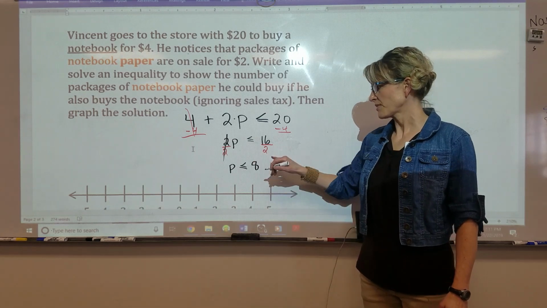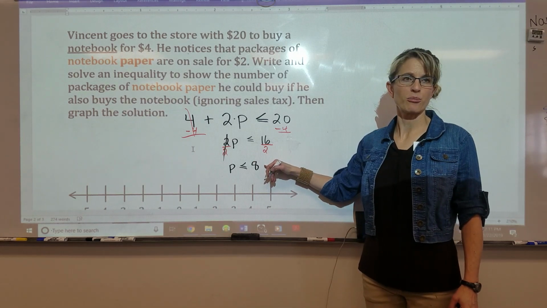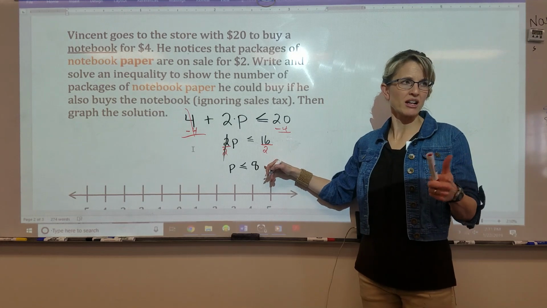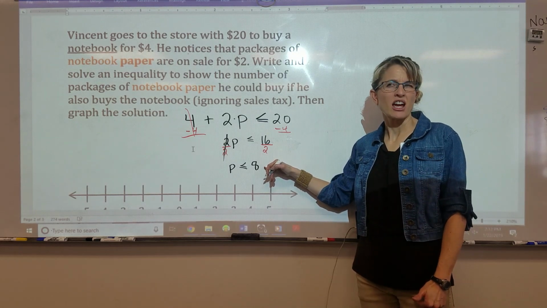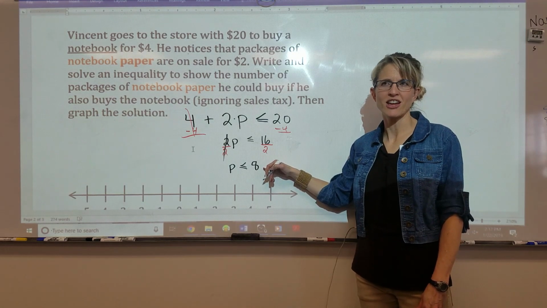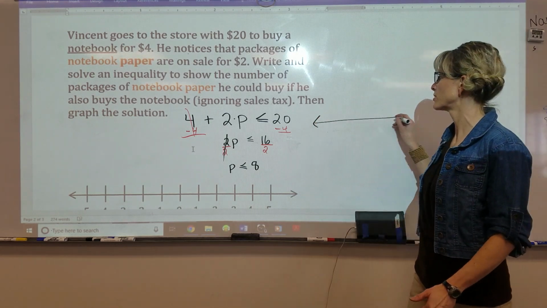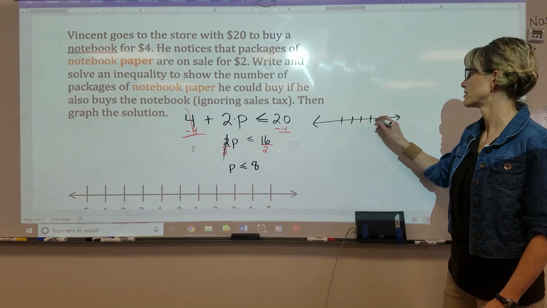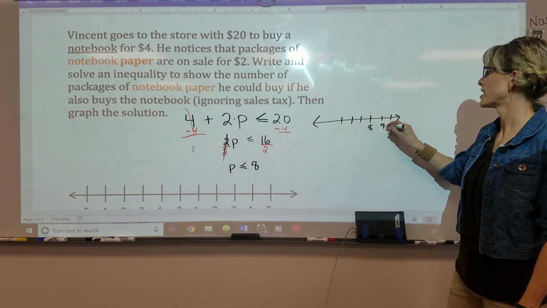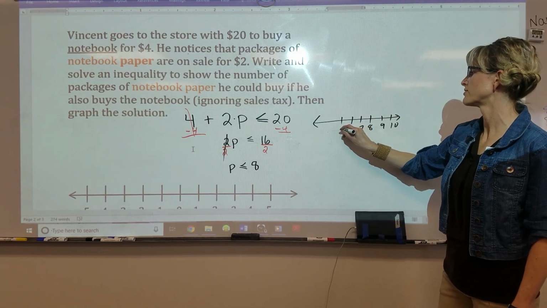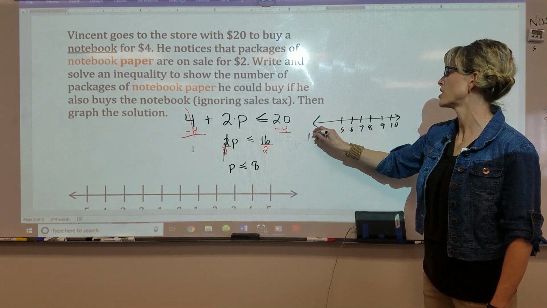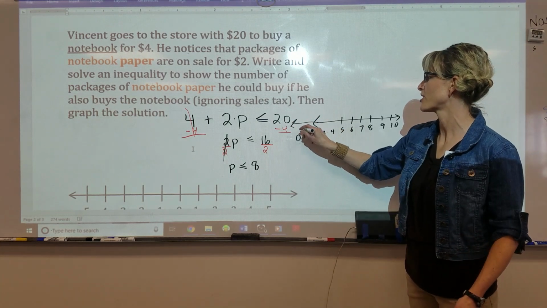Excellent. And this represents 8 packages of paper. So if he could buy 8 packs, could he buy 7.5 packs? No, the store wouldn't sell them half a pack. So in this particular case, we would go like this. Maybe we go 8, 9, 10, 7, 6, 5, 4, 3, 2, 1. I just thought I should use the number line down below. That's all right.